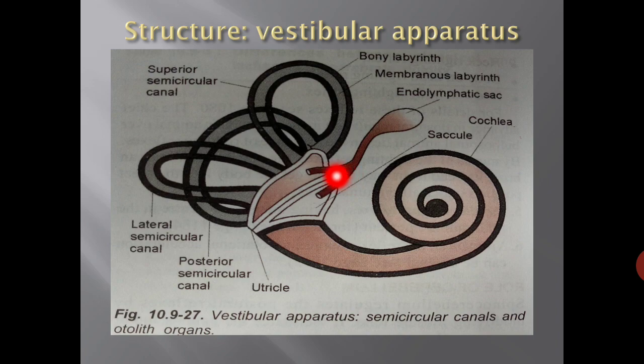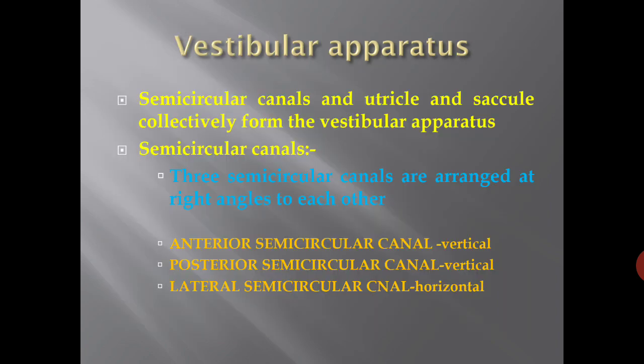But in the vestibular apparatus, this cochlea is not included. Only the semicircular canals and vestibule form the vestibular apparatus. So semicircular canals, utricle and saccule collectively form the vestibular apparatus. Semicircular canals, there are a total of three: anterior, posterior, and lateral. Anterior and posterior semicircular canals are vertical, and the lateral one is horizontal.